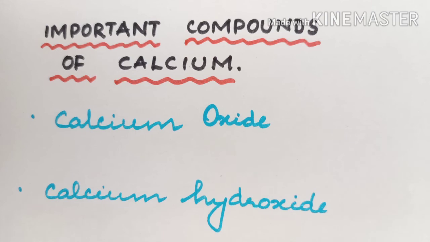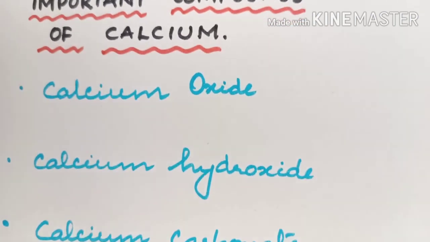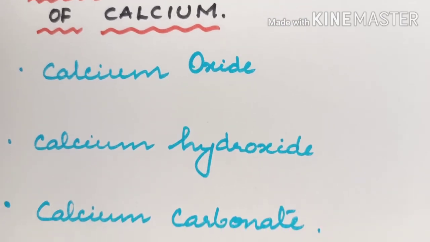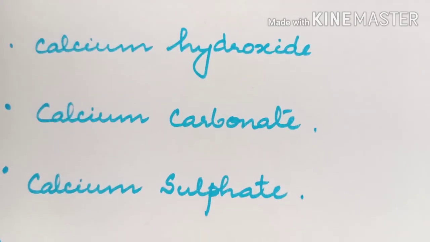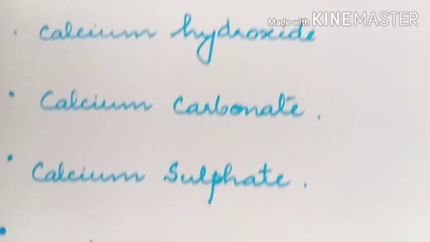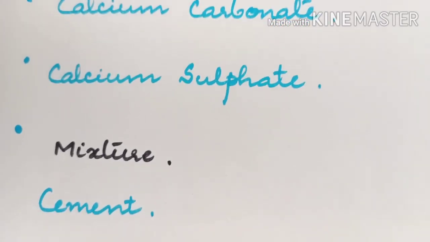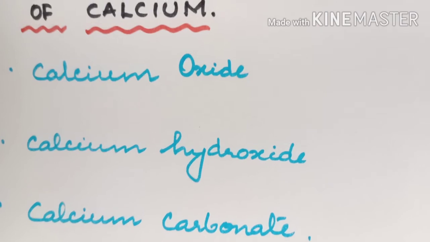Hello students, today in this video we'll be learning about some important compounds of calcium. The compounds that we are going to learn are calcium oxide, calcium hydroxide, calcium carbonate and calcium sulphate. In addition to that, we'll also see the composition of the mixture cement. So we'll see one by one.